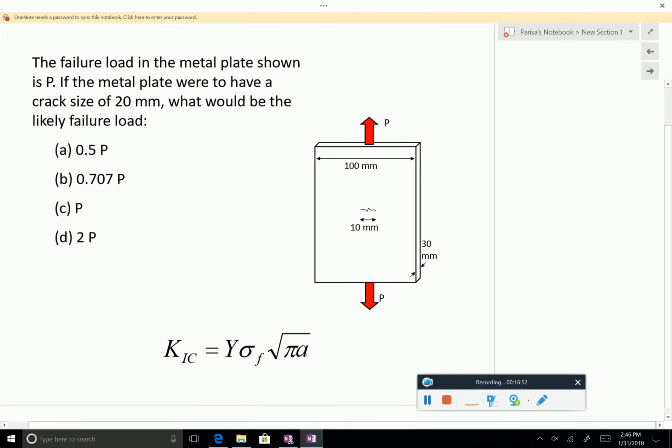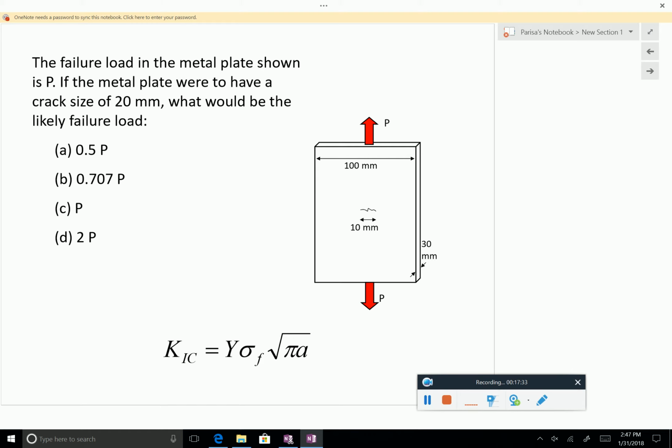Now, the next question uses the same cartoon, the same schematic, but the question is different. Let's imagine that you have this and you see that it fails at the failure load of P. Now, what happens if the flaw size is doubled? First of all, intuition: will the force be larger or smaller? If the flaw size is larger, the failure load will be lower, right?